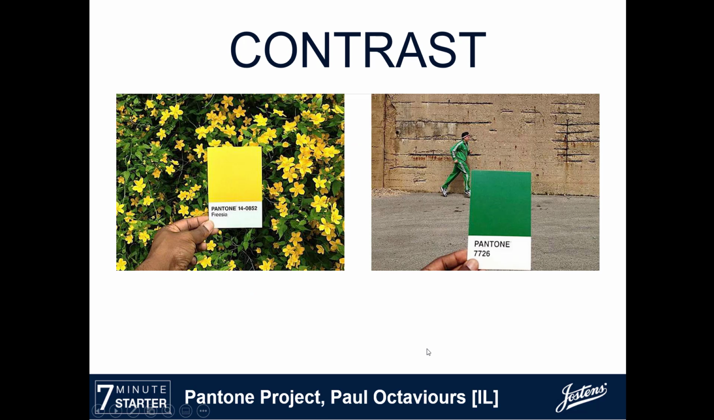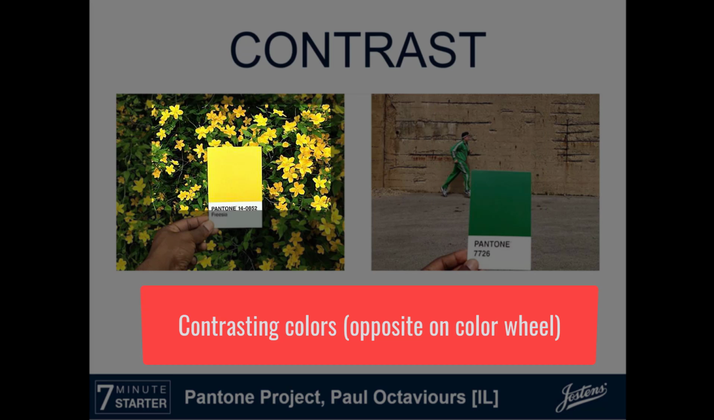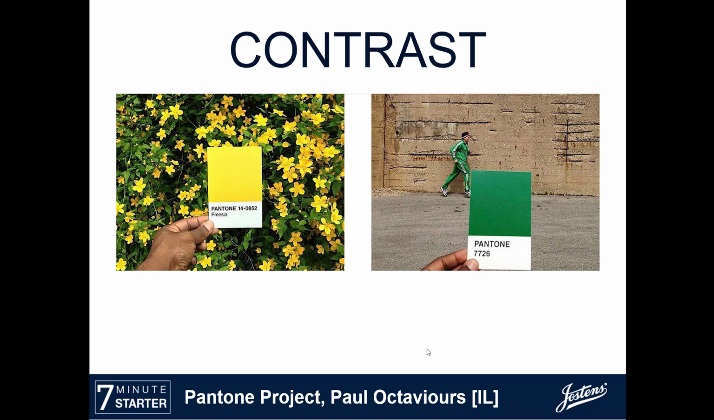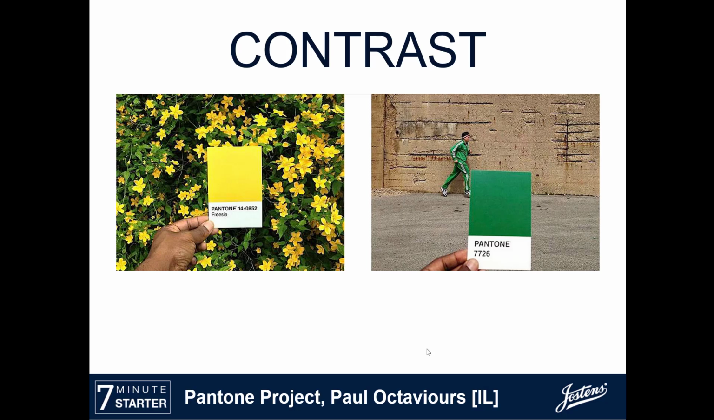Here is a great example of contrast. So first of all, we've got contrast not only in the colors, so the green and the brown are contrasting colors that make them stand out, or the yellow and the green stand out, but we've also got contrast in size. So when we make that color swatch bigger on the right, that draws my eye right away to the color swatch versus the guy jogging in the background.